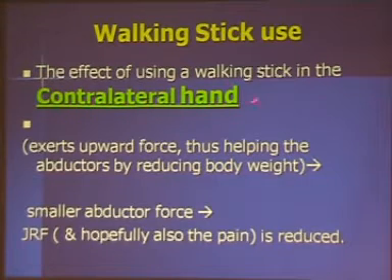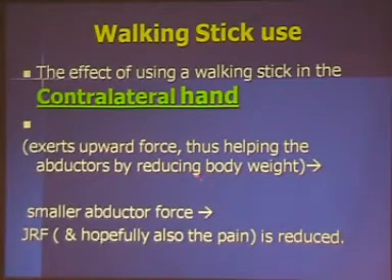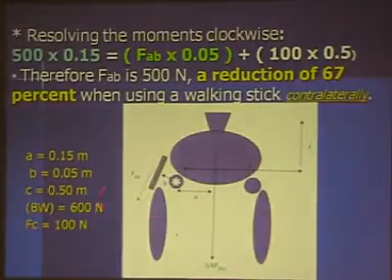The effect of walking stick in the contralateral hand: basically the walking stick, when we put it in the contralateral hand, it exerts upward force, thus helping the abductors by reducing the body weight. I'll further reiterate on that. Consequently, smaller abductor force, and again, by decreasing the abductor force, the joint traction force would decrease. I hope this would explain.